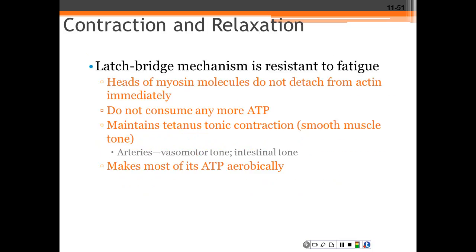Now, as the calcium ions fall, the myosin's ability to hydrolyze the ATP drops, but it does not detach from the actin immediately. It has a latch bridge mechanism that enables it to remain attached to the actin for a prolonged time without consuming ATP. Some smooth muscle often exhibits tonus and is highly resistant to fatigue. It makes ATP aerobically, but its ATP requirement is low. It requires 10 to 3,000 times less ATP than skeletal muscle to maintain the same amount of tension.